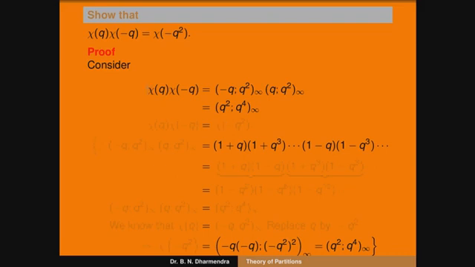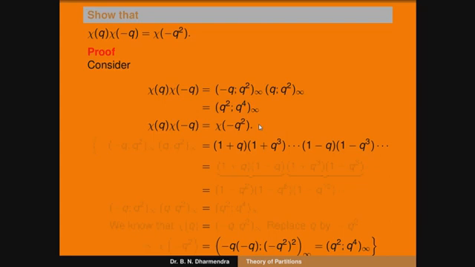We observe the statement chi of q is (-q;q^2)∞. When I replace q by minus q square, that becomes minus into minus, that is (q^2;q^4)∞. So hence chi of q into chi of minus q is equal to chi of minus q square.